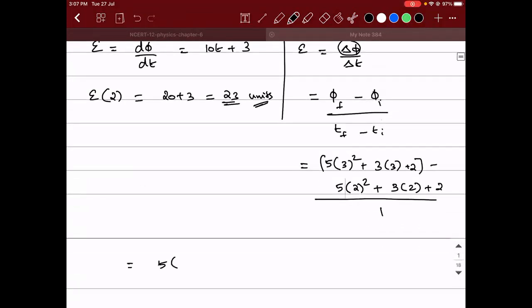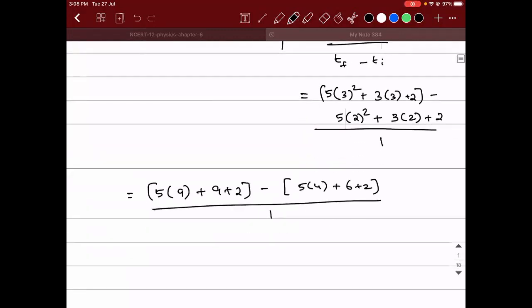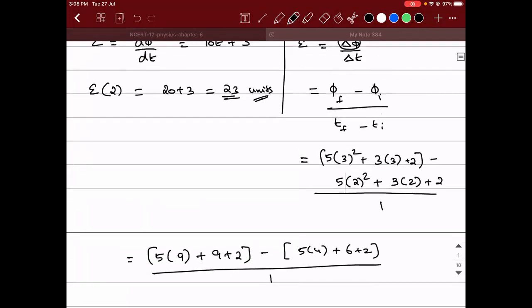It will be 5 into 9 plus 9 plus 2 minus 5 into 4 plus 6 plus 2, the whole divided by 1. So 45 plus 9, 54, plus 2, 56 minus 20 plus 8, 28, the whole divided by 1. So the answer is 28 units. I hope you guys are able to understand.